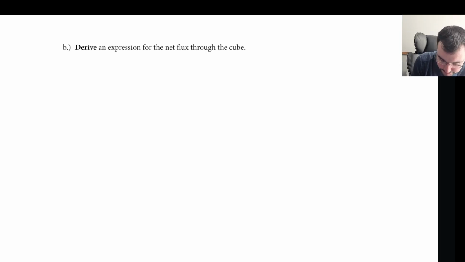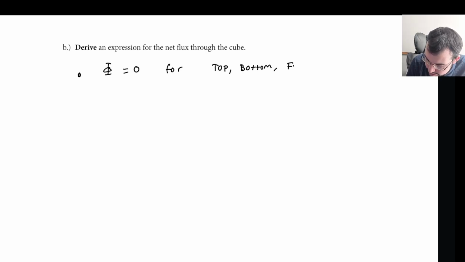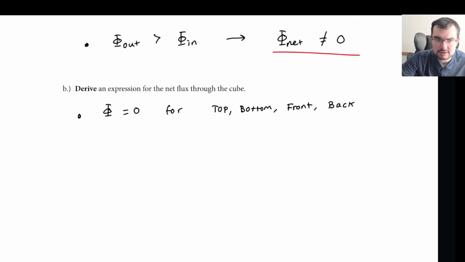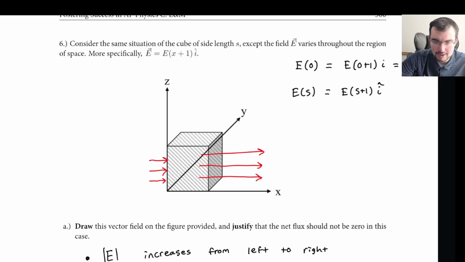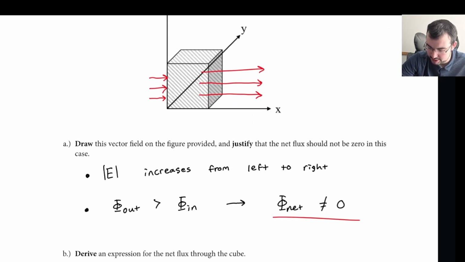So once again, phi equals 0 for top, bottom, front, and back. Because again, that flux wasn't 0 because of the uniformity in the previous part. That part was 0 because there was no perpendicular component. So I don't care how the field is increasing left to right. For those faces, it's still not piercing the surface.